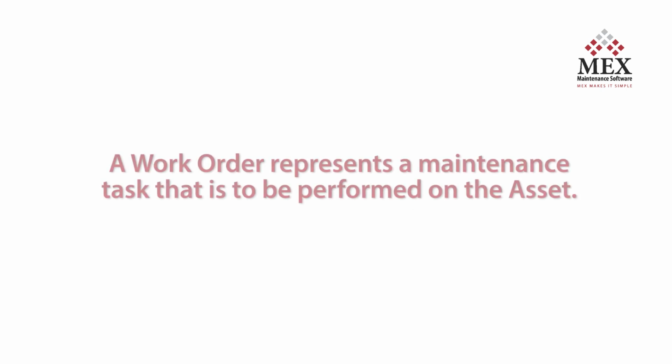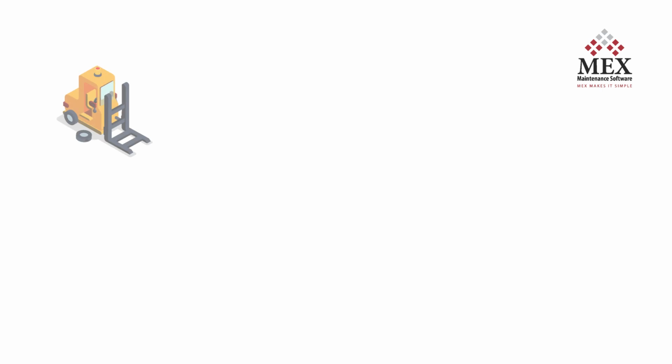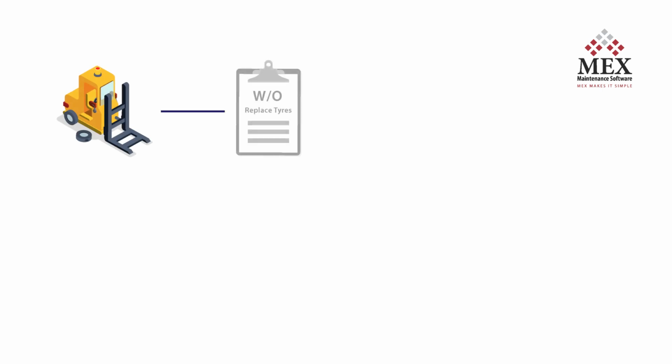We will now have a look at work orders. The work order is the most basic record in a maintenance system. It represents a maintenance task that is to be performed on the asset. For example, one of my forklifts might need to have its tyres replaced. I would add this job into my maintenance backlog by creating a work order.